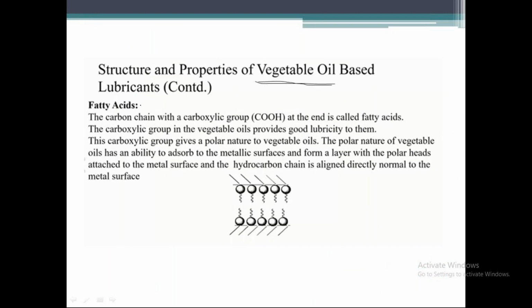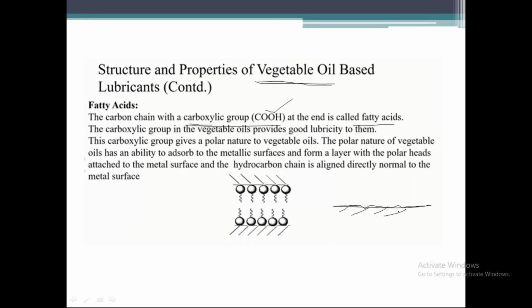Why is this? Because of these fatty acids. As I mentioned, it has fatty acid chains. At the end of this chain, we have a carboxylic group present. If you recall basic chemistry, these carboxylic groups form at the end of a fatty acid. This will help in attracting to the metal surface and thereby reducing friction. So the carboxylic group in vegetable oils provides good lubricity. These carboxylic groups give a polar nature to vegetable oils. If there is a metal surface and you pour this oil, it will start sticking to the surface. This is due to the polar nature of the carboxylic group present in the oil. Thereby it will protect the surface from corrosion or any further damage.